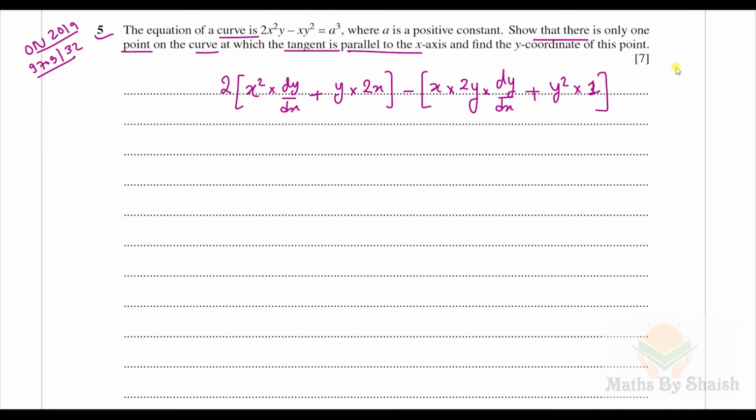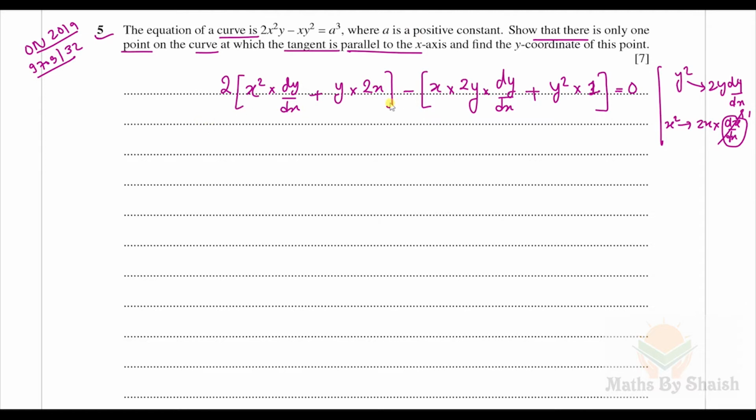If you have doubt about why the differentiation of y² is 2y dy/dx: it is like x² differentiation is also 2x into dx/dx, but we don't write dx/dx because the differentiation of x with respect to x is always 1. Here we have y and we are differentiating with respect to x, that's why it is dy/dx. This is equal to 0 because a is a positive constant.